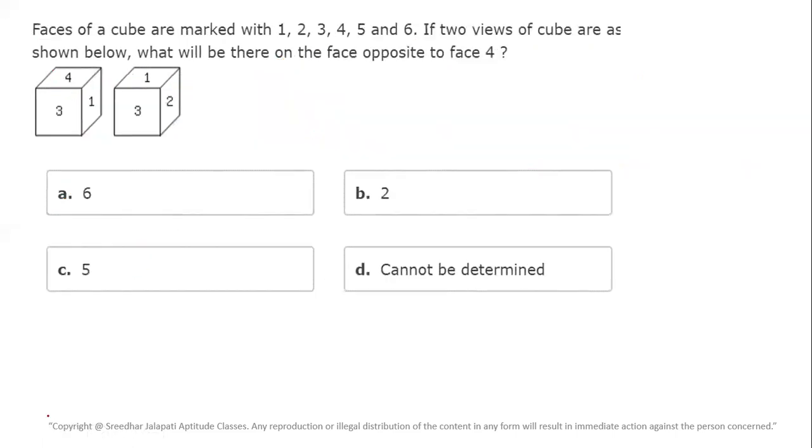Right. Next question, quickly. Faces of a cube are marked with 1, 2, 3, 4, 5, and 6. If two views of cube are as shown below, what will be there on the face opposite to face 4? 10 seconds. Your time starts now.